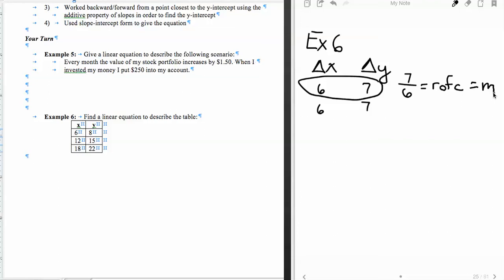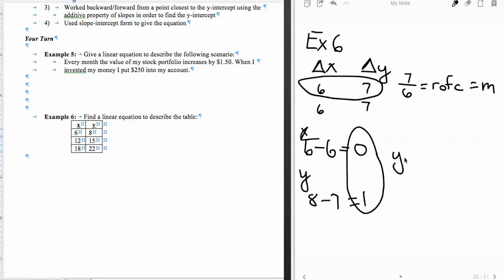Now we just need the y-intercept. So remember, not only can we move forward this way, we can also move backward this way. So 18 minus 6 is 12, and 12 minus 6 is 6. And so let's go one more, 6 minus 6, which is equal to 0. And then let's do the y's the same way. 22 minus 7 is 15. 15 minus 7 is 8. And so 8 minus 7 is 1. And now we know the y-intercept.